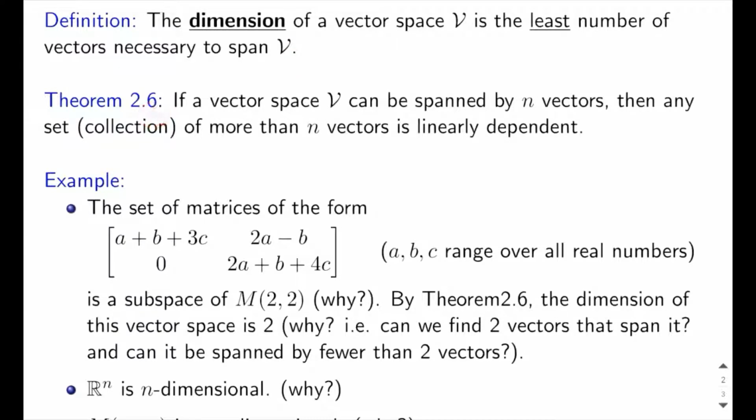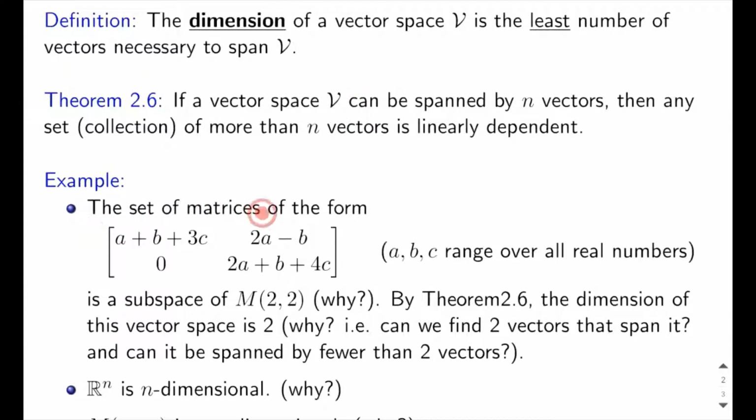Theorem 2.6 says that if you have already identified that V can be spanned by n vectors, then any collection of more than n vectors is going to be linearly dependent. For example, if you already know that V can be spanned by 2 vectors, then any collection of 3, 4, 5, 6 vectors is going to be dependent.